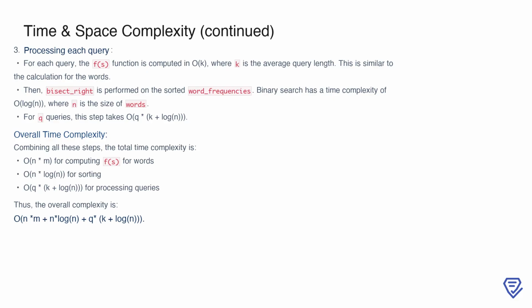After that, we use the bisect_right function to perform a binary search on the already sorted word_frequencies. Since binary search has a time complexity of O(log n), processing a single query requires O(k + log n). With q queries in total, this step contributes O(q * (k + log n)) to the time complexity. Combining all these components, the overall time complexity of the solution is the sum of O(n * m) for computing f(s) on the words, O(n * log n) for sorting, and O(q * (k + log n)) for processing the queries. This simplifies to O(n * m + n * log n + q * (k + log n)).